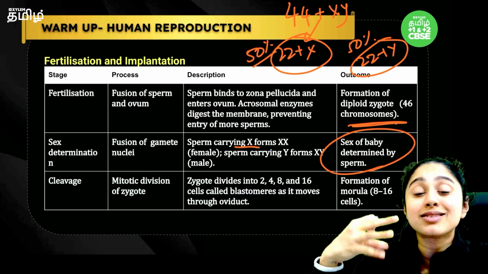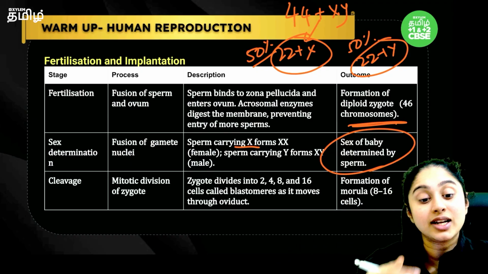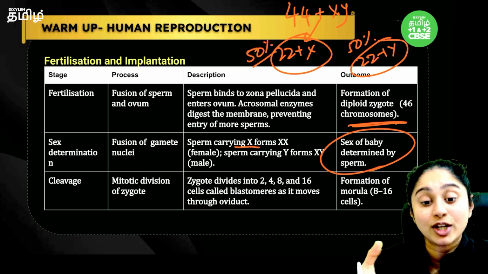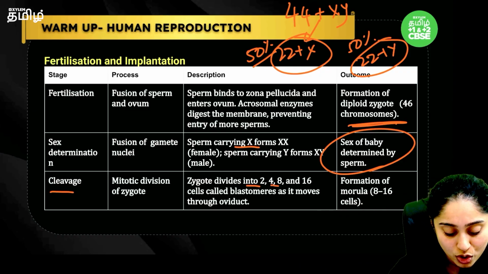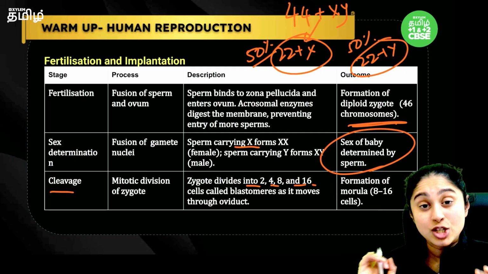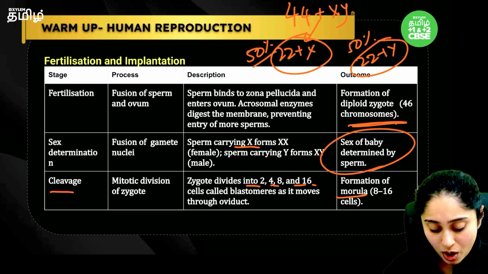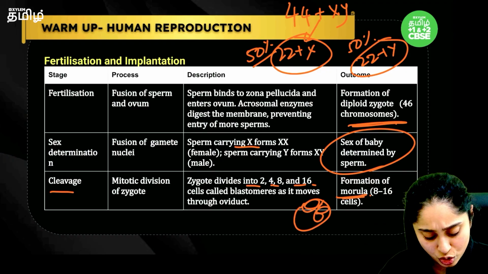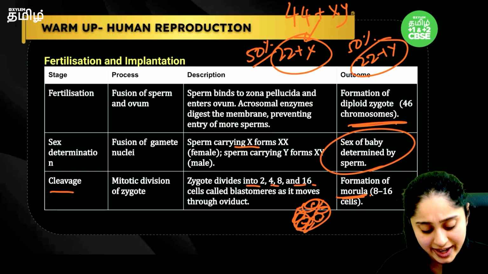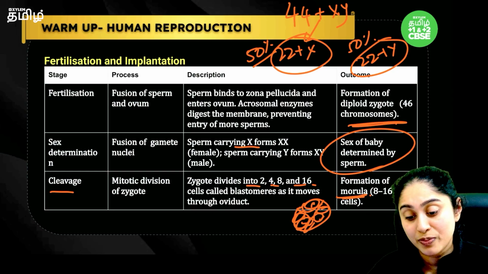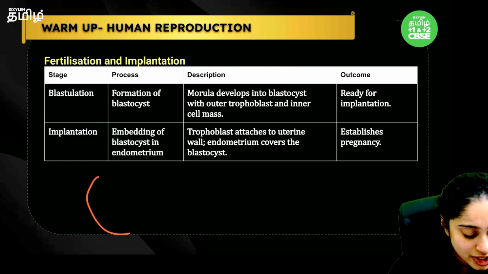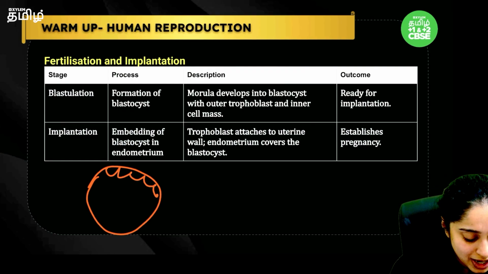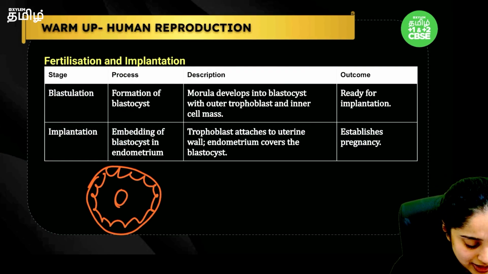Now once the zygote is formed, it will start undergoing division. Okay, mitotic divisions will happen, which we call the cleavage. So 2, 4, 6, 8 cells are formed. So 8 to 16 cells we call the morula, which is nothing but a group of cells which is dividing with the same amount of chromosomes that the zygote had. Now from there, it's going to differentiate into an outer trophoblast layer and an inner cell mass.